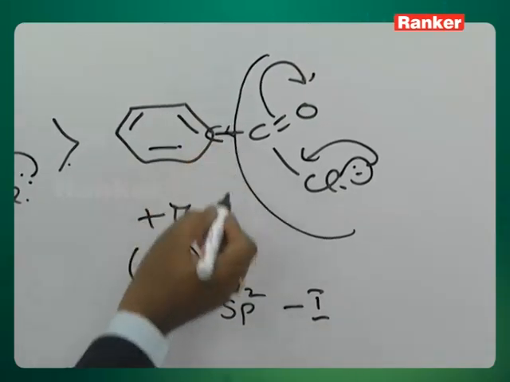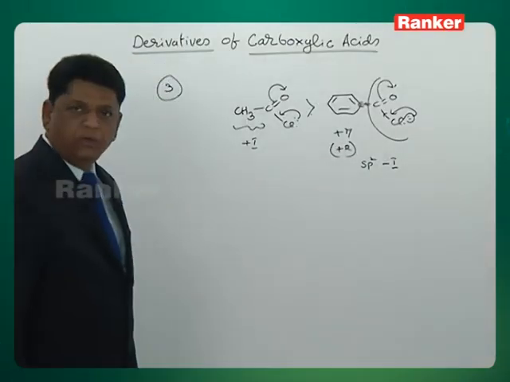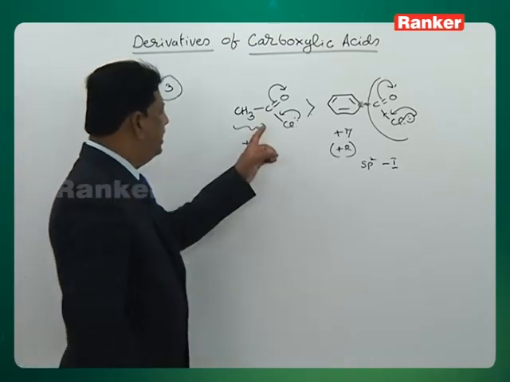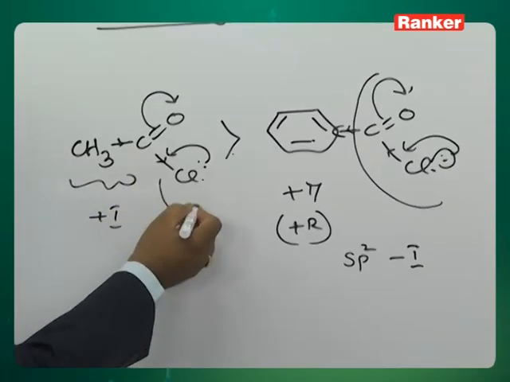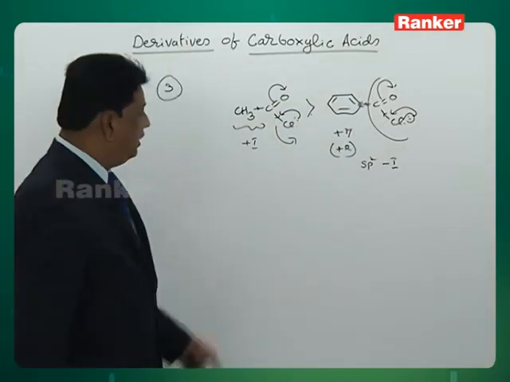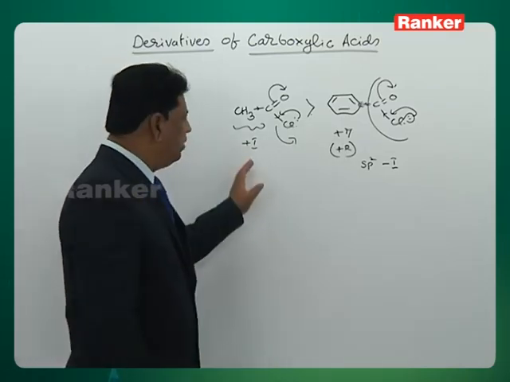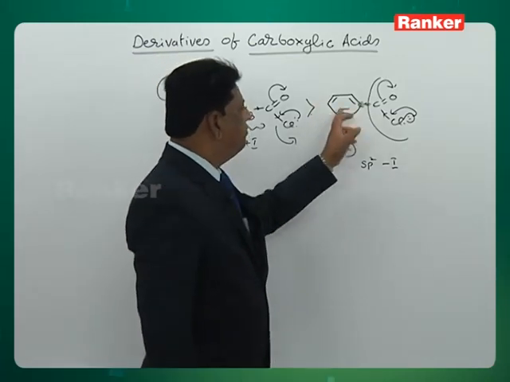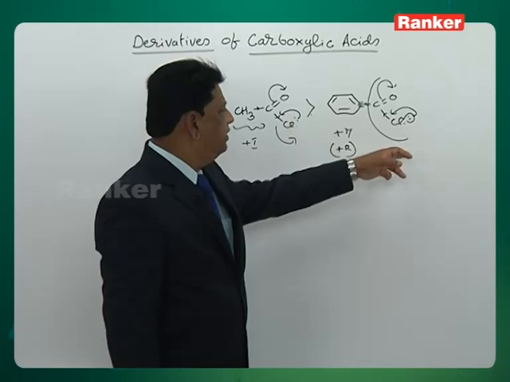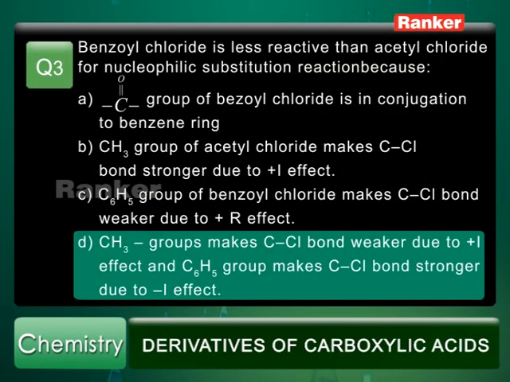When it is a minus I effect, the chlorine and the C-Cl bond is not going out fast, whereas if you have a plus I group here, it pushes the Cl out, so the replacement of the Cl becomes easy. Therefore, benzoyl chloride is less reactive and acetyl chloride is more reactive. The answer must be given based only on the inductive effect, not the resonance effect in combination with the mesomeric effect; you cannot club them here. So the last option, D, is the right answer.